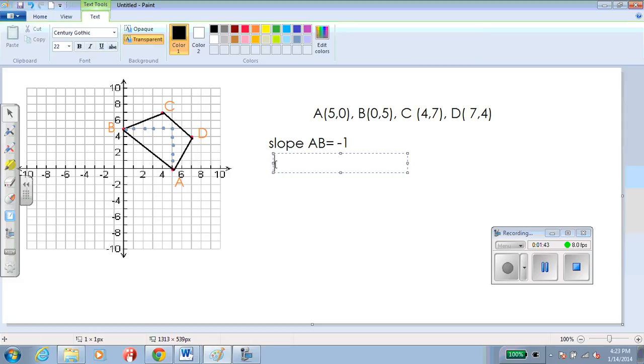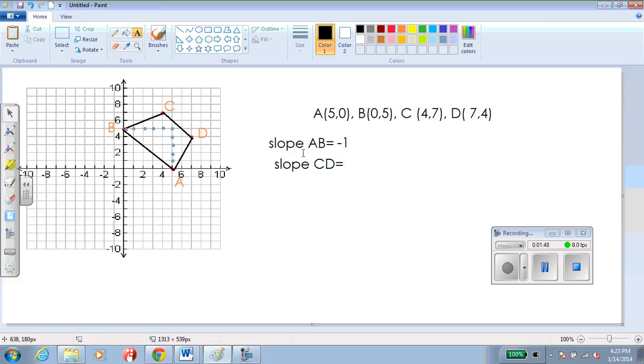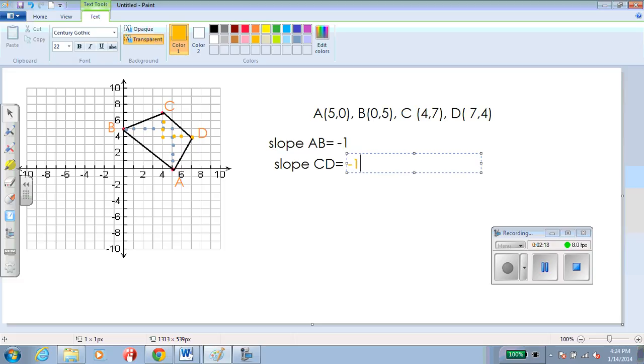Now, I need to think about the slope of CD. To get from C to D, I have to think about the rise over the run. So I'm going down 1, 2, 3, and over 1, 2, 3. Since I went down, my slope is negative. Negative 3 over 3 is negative 1 as well.